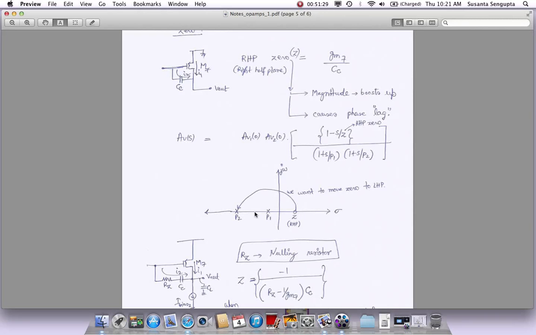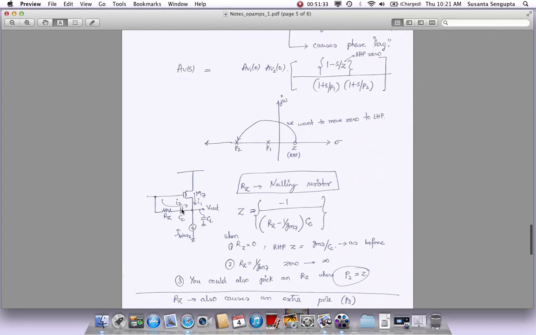Okay, so let's see how we're going to move this 0 from right half to left half plane. What we used to have is this capacitor. Now we're just going to put a series resistor with it, and that series resistor RZ is called the nulling resistor. So by putting a series resistor, what does it do? Okay, we still have the 0.